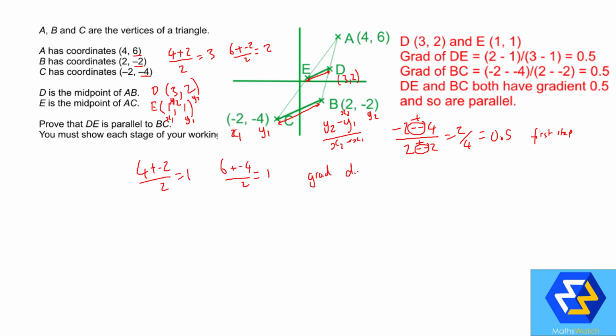So the gradient of DE will equal 2 minus 1. That's your y2 minus y1, divided by your x2 minus x1, which is 3 minus 1. So you're going to get 1 over 2. That equals 0.5. And you know parallel lines have the same gradient, which is this statement.